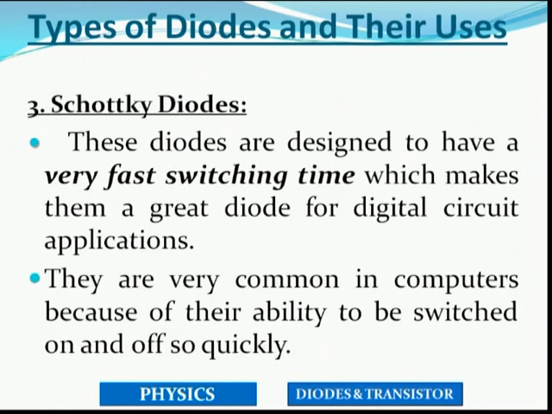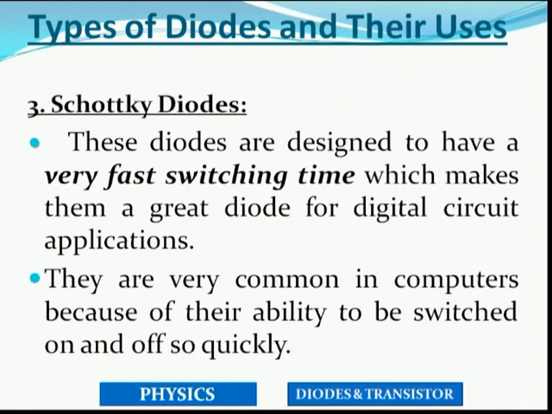The next one is the Schottky diode. The symbol of the Schottky diode is like this: it makes the symbol S. Later on, I will define the symbols of all the diodes. This diode is designed for a very fast switching time.